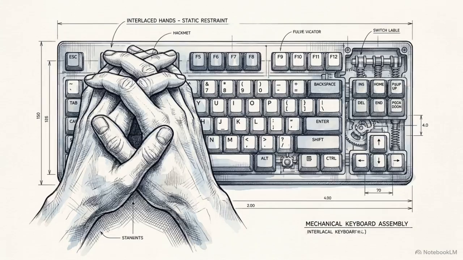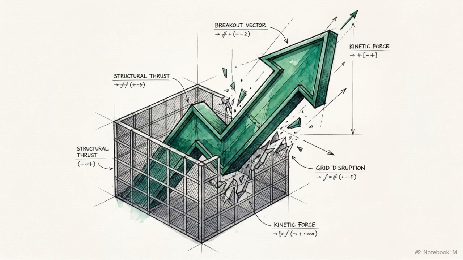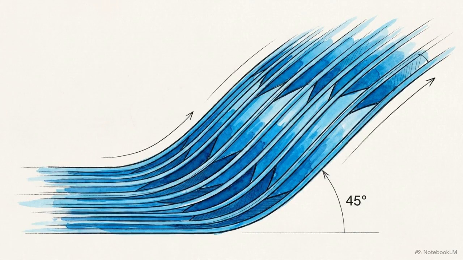The operational law for this state is absolute. Lock your hands. A flat, tangled compression knot is a toxic, untradeable congestion zone. You sit out and wait for a clear breakout vector. When that stored energy finally releases, we enter the velocity expansion phase, the linear ribbon flare.